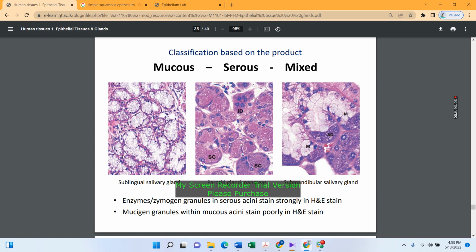So mucus is a product that is found in the sublingual salivary gland. Then the parotid gland in the salivary glands has this serous type of glands. Even in the pancreas, serous glands are found. In the submandibular salivary gland you find the mixed type. Okay.